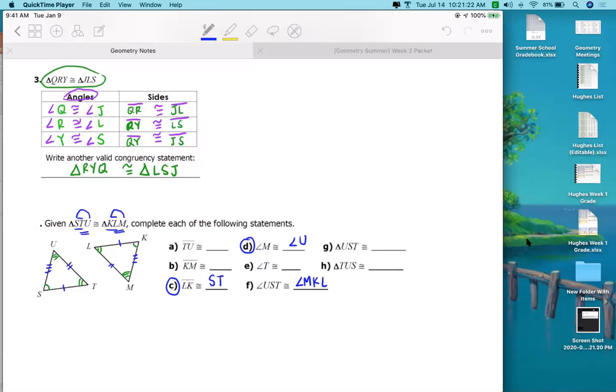For the triangle, you see how they're asking for the same thing? We can still put triangle MKL. And then for TUS, T starts in the middle, and then we go to the U, and we finish it with the S. So same thing. We're gonna go to L, go to M, and then finish it with the K. L, M, K with the triangle symbol.